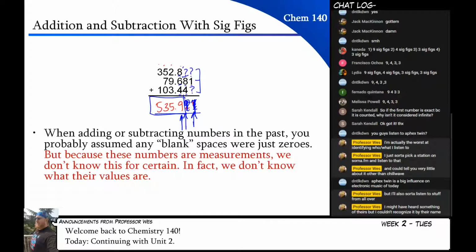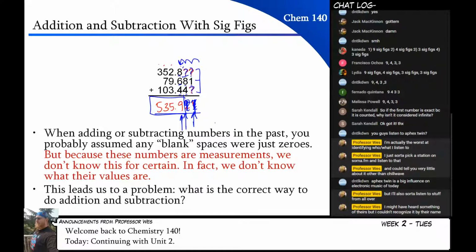Okay? So when you do addition, we are going to concern ourselves about which place we get to keep our numbers to. And that place will be, starting from the right, the first column that has all sig figs in it. Okay? Blank question marks are not sig figs. They are not numbers. They are unknown. I can't do addition with unknowns.